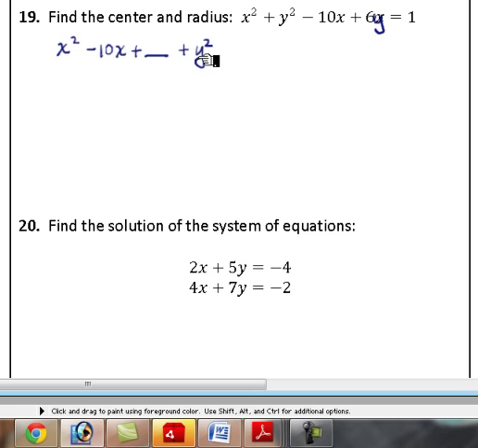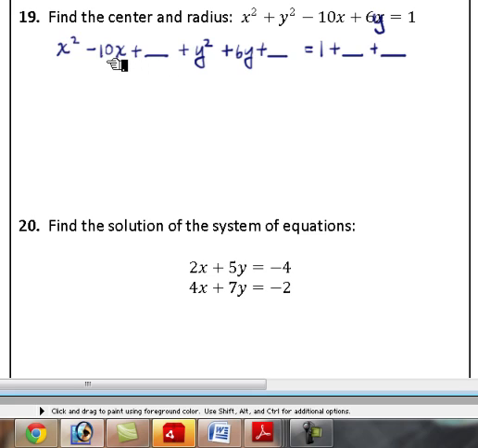Okay, then we have y squared plus 6y, and put in a blank, is equal to 1, and then 2 blanks, because we're going to be adding half the middle term squared to both sides. So that's why we need these 2 blanks to correspond with these 2. All right, let's start by completing this square.